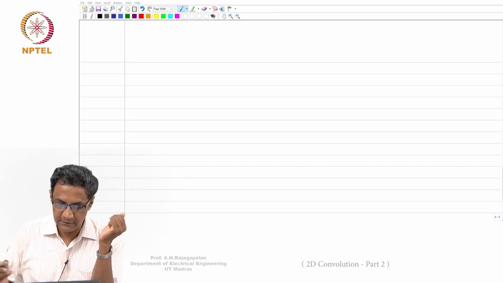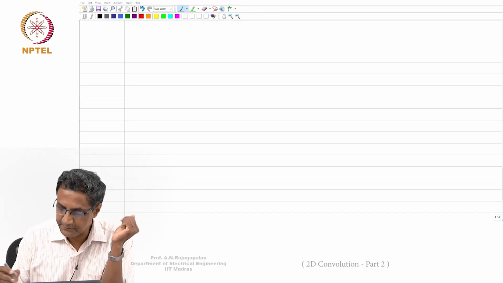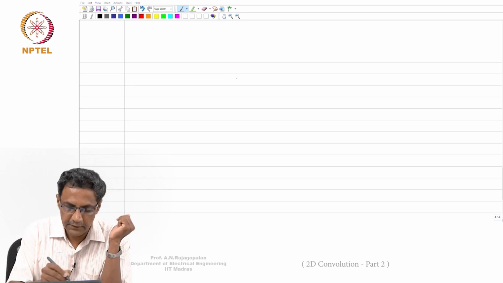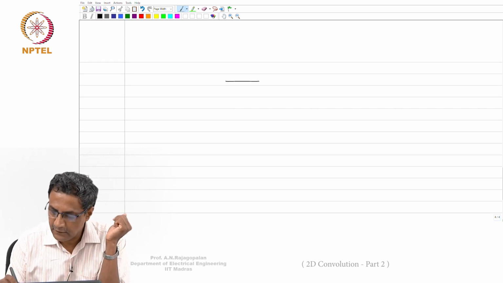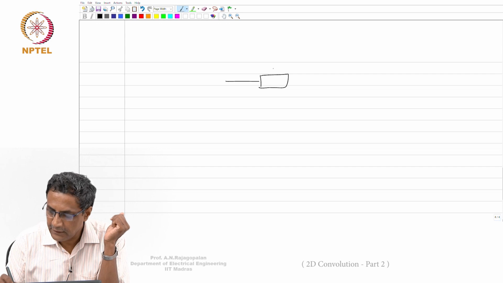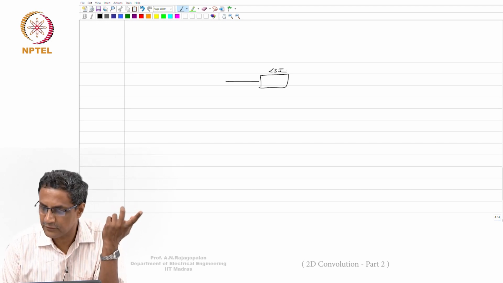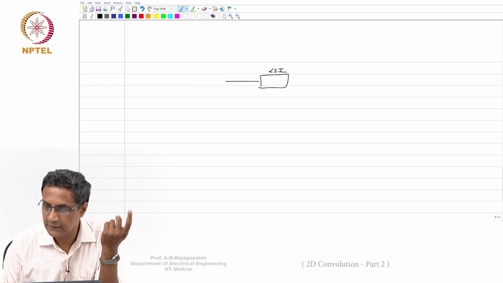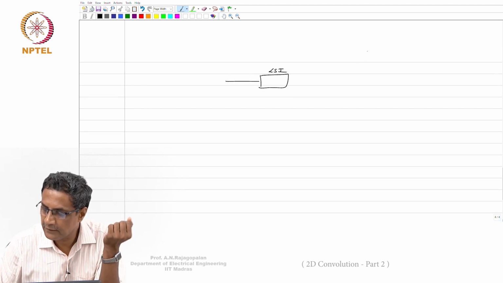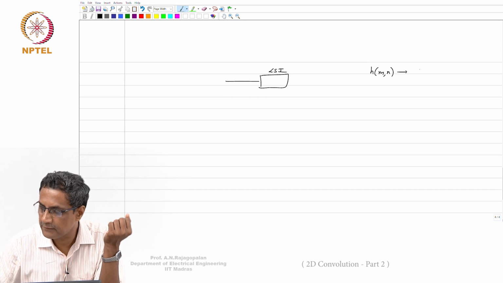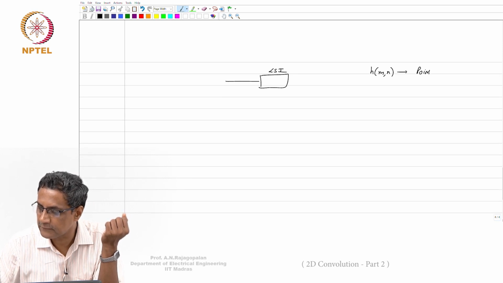So let us look at the case of a 2D system. And so we said that we have a linear shift invariant system. Oh, by the way, did I say that this h(m,n) is actually called a point spread function? I have to say that. The impulse response, the h(m,n), right? This has a name. This is called point spread function.